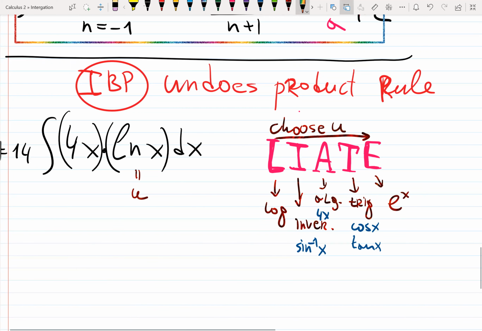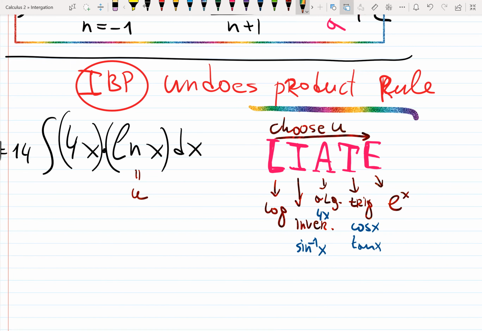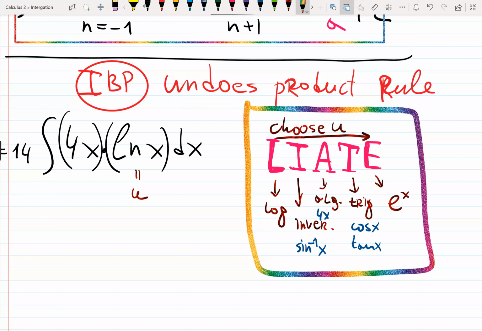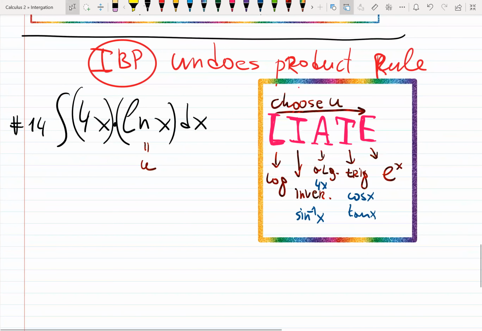I'm putting this in the fat rainbow box because it's extremely important. LIATE is such a good help. You don't need any cheat sheet if you have LIATE, and it's very easy to remember. In general, if you see log, choose log to be U. And now let me show you how I do integration by parts. And again, if you already learned with differentiation, good for you. It just doesn't really matter. Integration by parts is a technique. How you organize the information, that's your choice. Doesn't matter too much. I do it this way, and it's the classical international way to do it also, just letting you know.